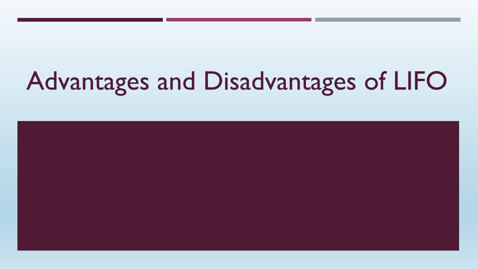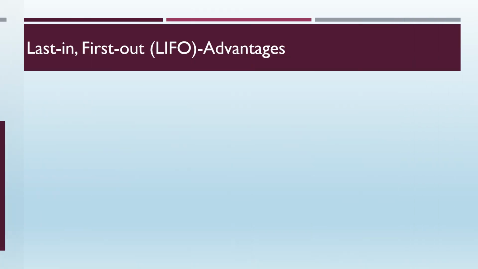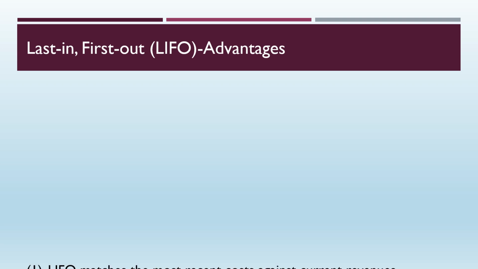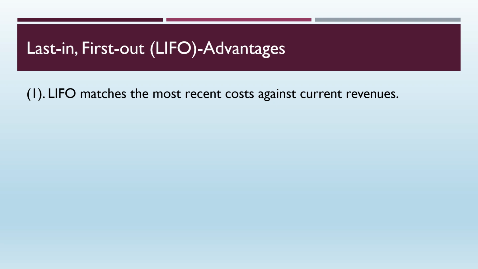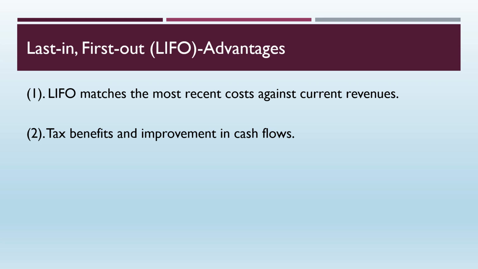Now, let's see what are the advantages and disadvantages of LIFO method. Let's see what are the advantages of LIFO method. LIFO matches the most recent cost against the current revenues. It gives the tax benefit and there's improvement in the cash flows. LIFO also minimizes the write-down of inventory cost to market.